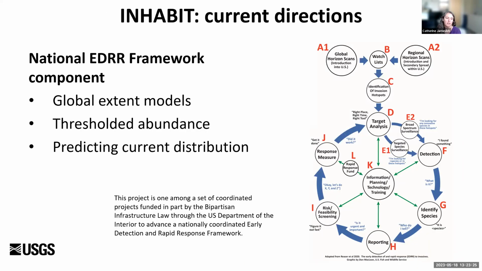So I also wanted to talk about new directions that INHABIT is moving in at the moment. INHABIT is one project that's part of this National Early Detection Rapid Response Framework. As part of this, we're developing global extent models, and I'll talk a little bit more about how that's different from what we have right now. Another thing that we're looking at is thresholded abundance models, and then also predicting current distributions.